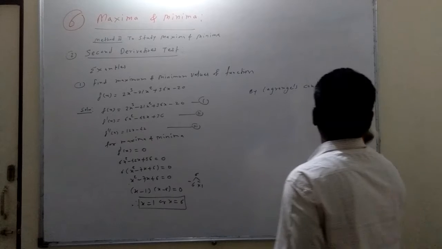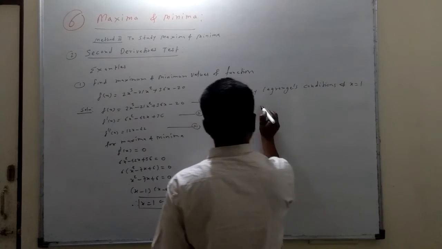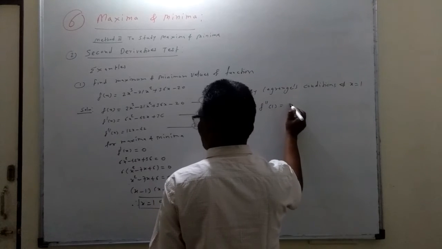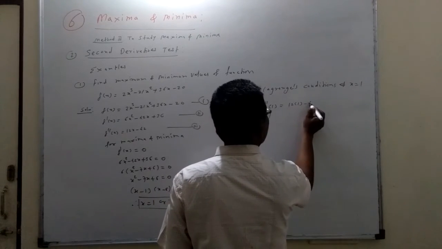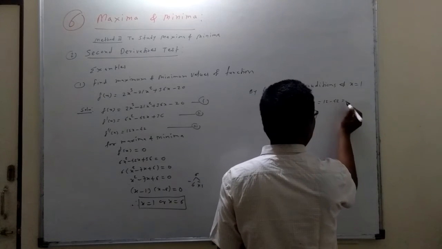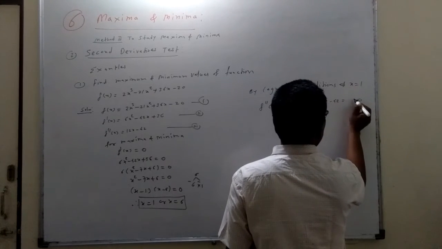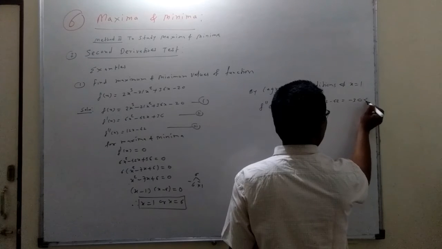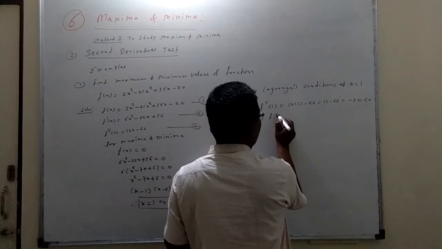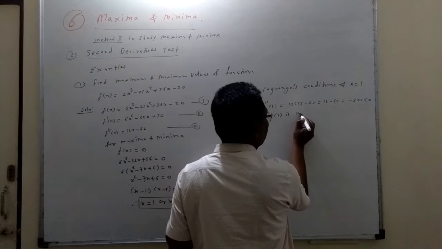At x is equal to 1, f double dash 1 is equal to 12 into 1 minus 42. So 12 minus 42 is equal to minus 30, less than 0. Less than 0 means maximum. Therefore, f of 1 is maximum.